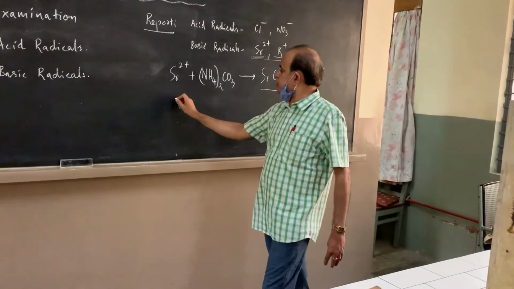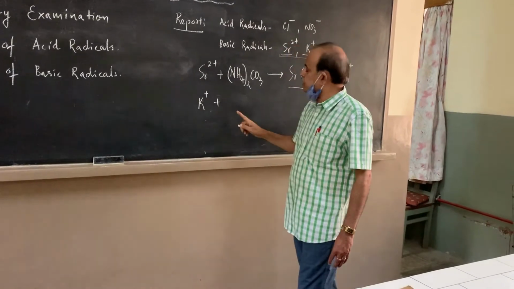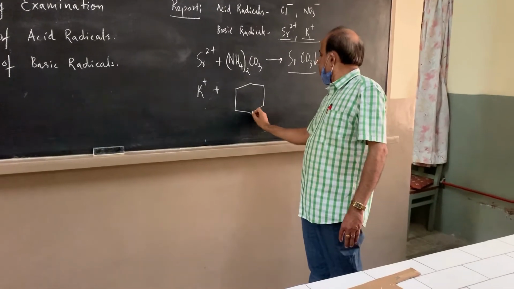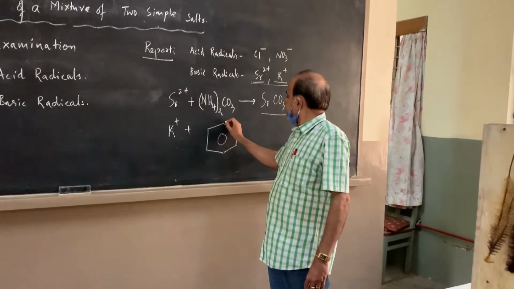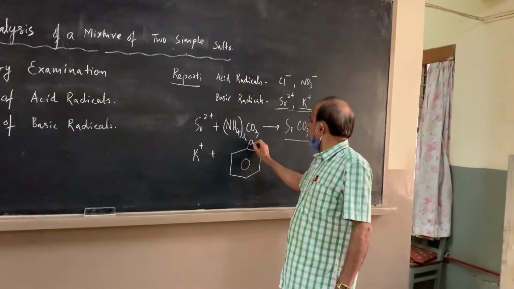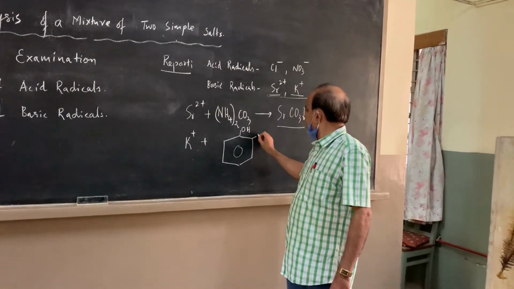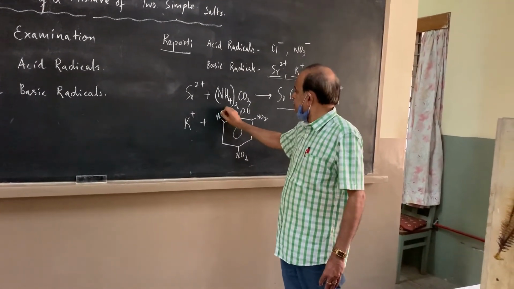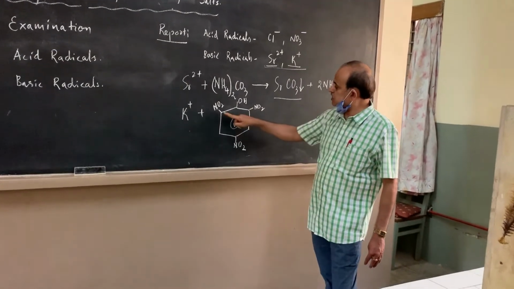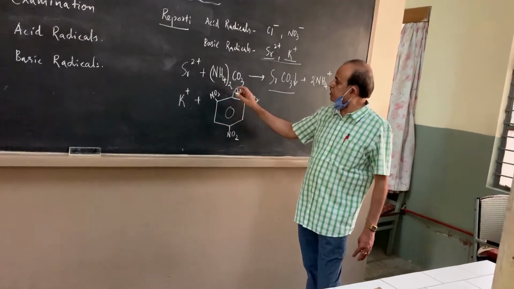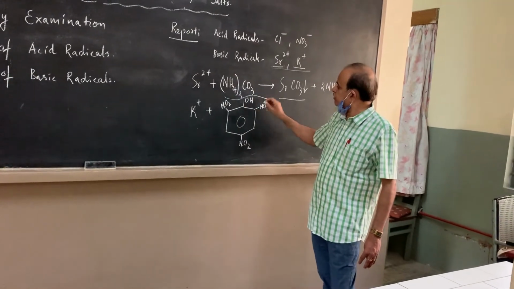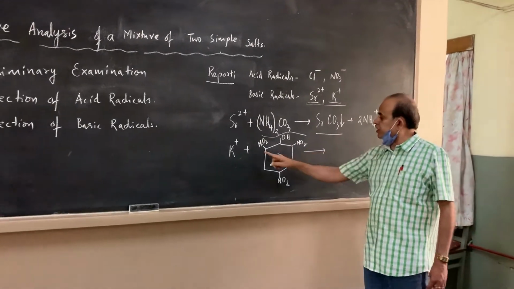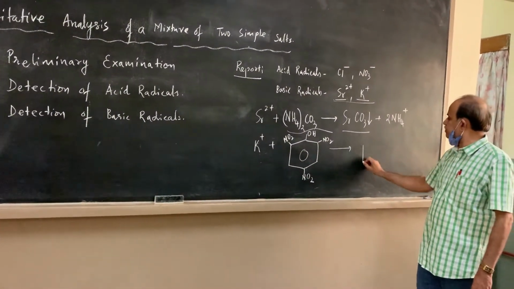And similarly for potassium, I have to write the reaction with picric acid. Now picric acid is a compound with this structure, see, OH, NO2 here, NO2 here and NO2. So picric acid is 2,4,6 trinitrophenol. You can see here, this is a phenolic group. Now, when treated with potassium ion, what happens there?